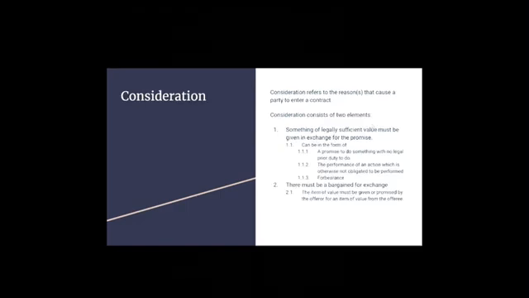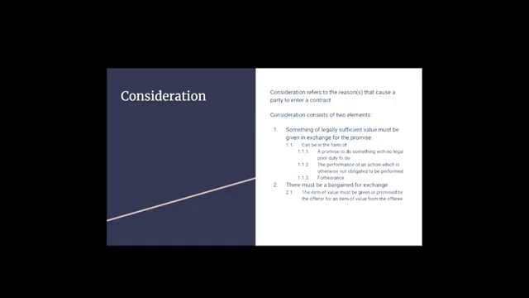The second element of a valid contract is consideration, which refers to the reasons that cause a party to enter a contract. Consideration consists of two elements. The first being, something of legally sufficient value must be given in exchange for the promise. This can be in the form of a promise to do something with no legal prior duty to do, the performance of an action which is otherwise not obligated to be performed, or forbearance.